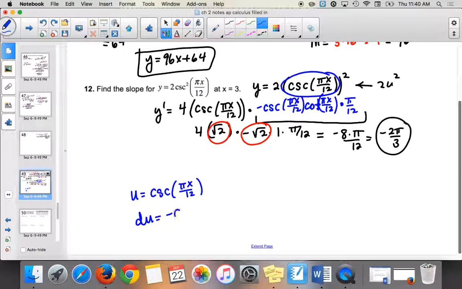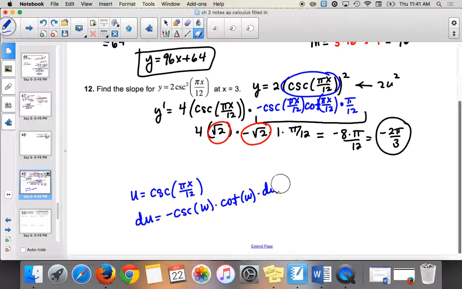you would do negative cosecant of u times cotangent of whatever your u is. I keep on writing cosine. And then times the derivative of u there. So it's kind of confusing. Maybe I should make this a w times its derivative. So the derivative of the w was pi over 12. Yeah.